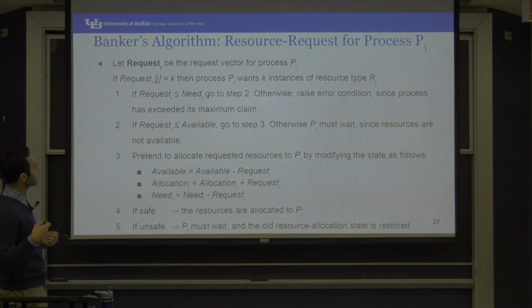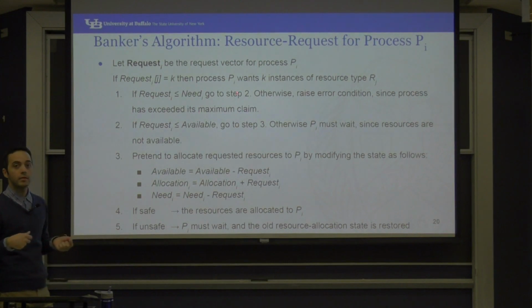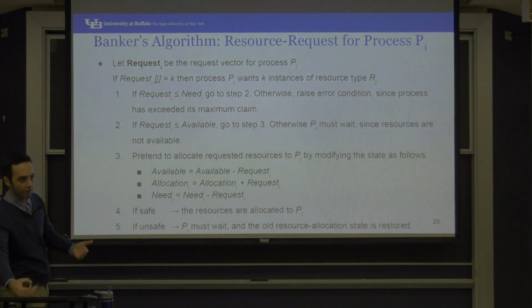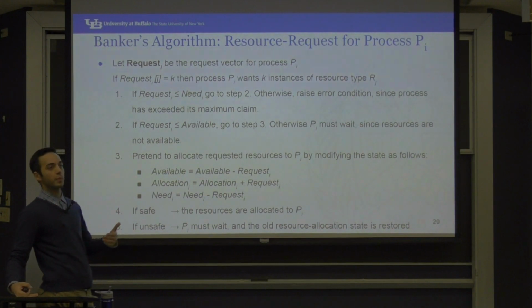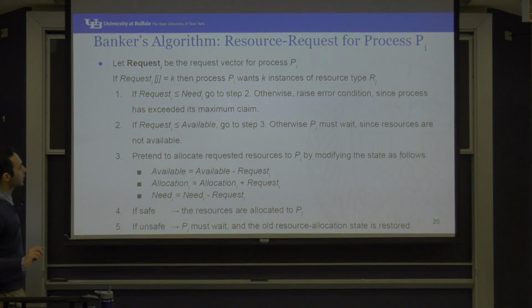Now, if that request is less than the need, go to the next step. If not, that means they are exceeding the limits they have declared. So that's basically an error, and then we should terminate it. If they declare that they want 10 and now they have 5, that means that they at most may need 5. Now, if they make a request of 7, you just terminate that process.